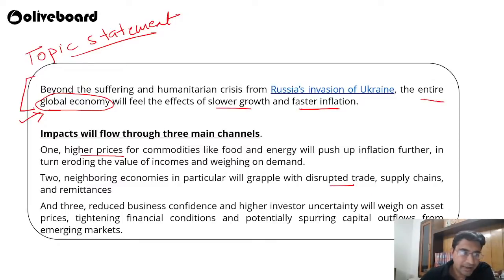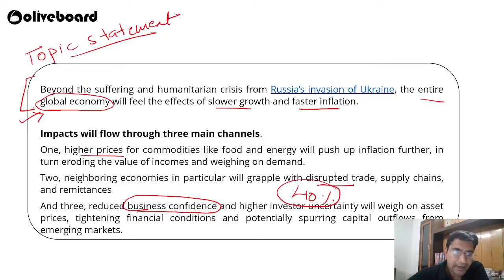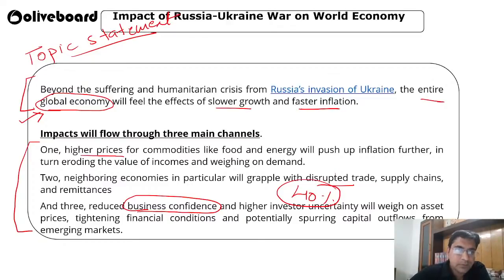And three, reduced business confidence, because people don't know what will happen to their country. All of a sudden, nobody knew that Russia would invade Ukraine, right? All of a sudden, the whole of Europe came to a standstill, because 40% of Russian oil and gas goes to the European countries. It can happen, right? So there are three ways through which the economy will be hampered throughout the world. One is the higher price of commodities, two is disrupted trade in neighboring economies, and third, reduced business confidence.